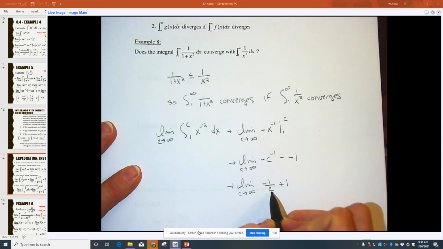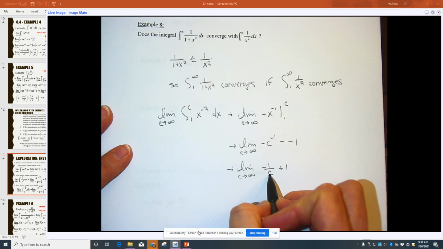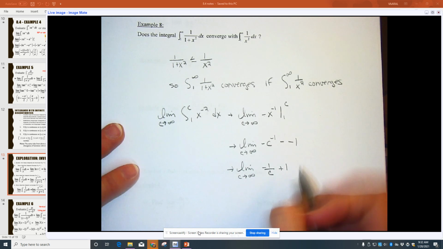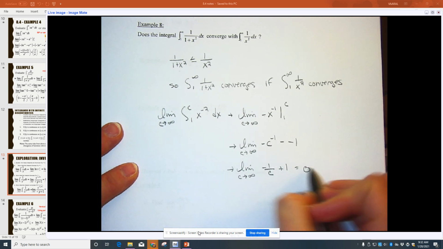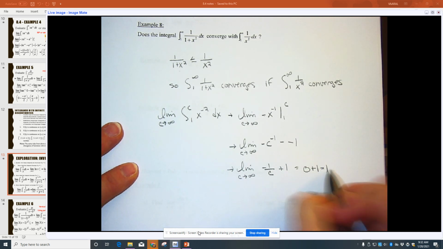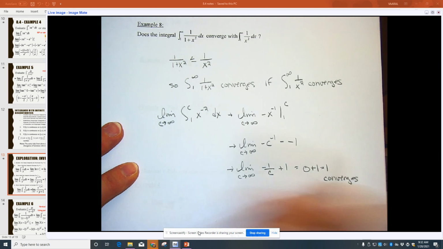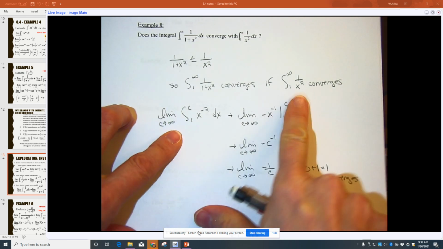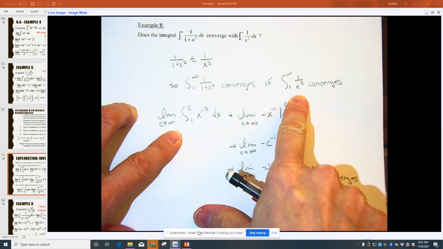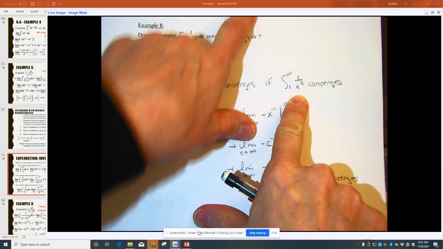So it's just easier to see if the bottom of your fraction is growing to infinity, then this whole thing is going to approach 0. So this is going to be 0 plus 1, which equals 1. So this converges. So we started out showing that our bigger function converges.